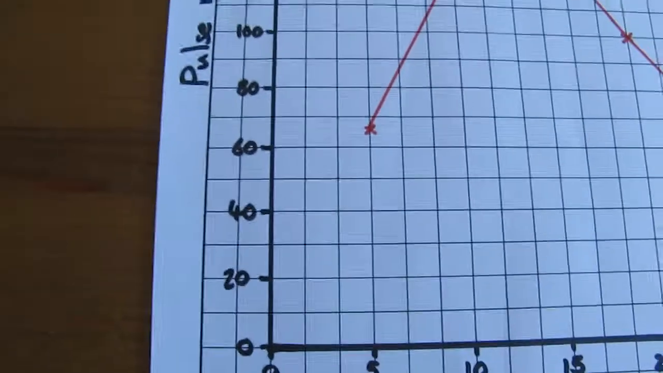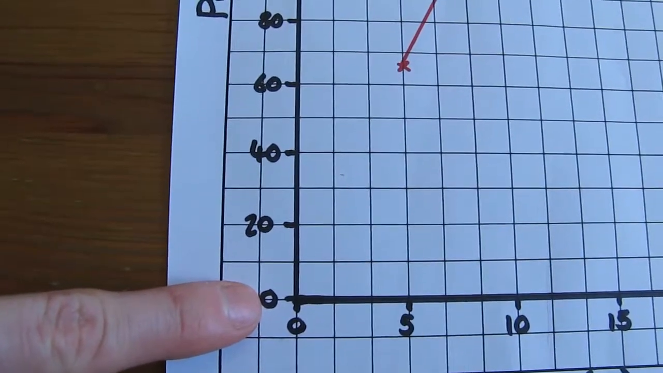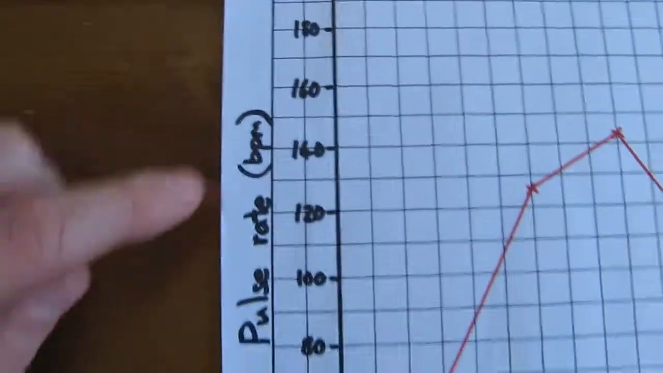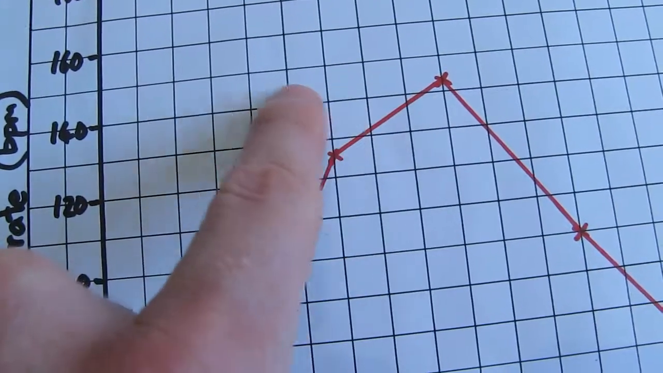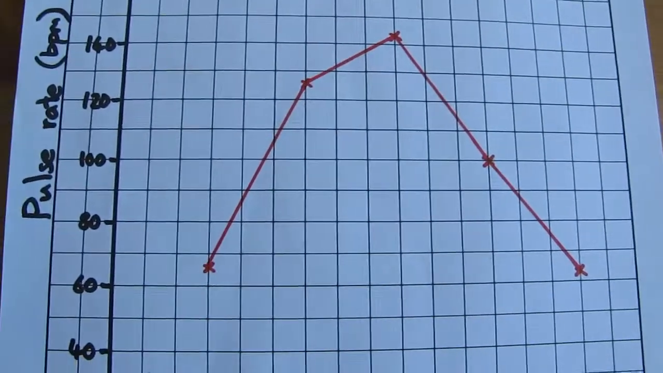So you can see it ranges from 0, which obviously would mean he's dead. So luckily he was not. And all the way up to 200 beats per minute. His maximum beats per minute during the activity was 142, I think it was. And that's where it peaks on our line graph.